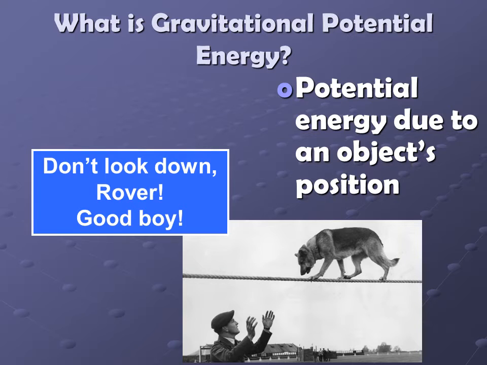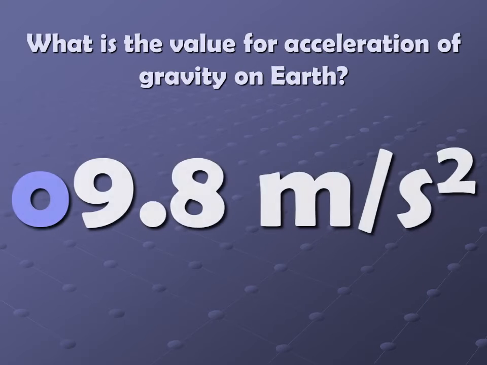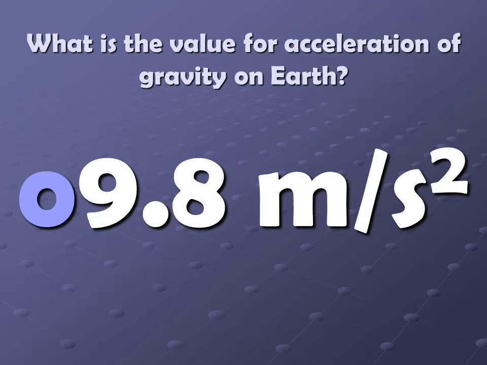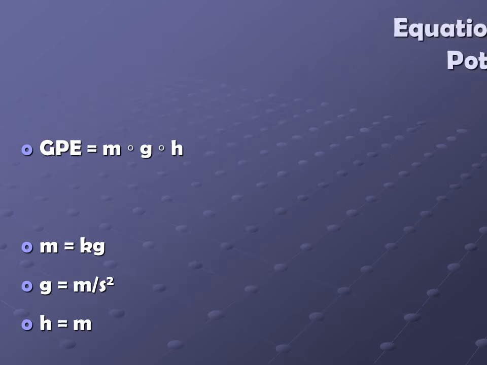This dog is walking on a rope. He has the potential to fall. For these problems that you're going to do, you need to make sure you recall the value for the acceleration of gravity on Earth. And remember, that's 9.8 meters per second squared, and that is on your pink sheet for your quizzes.